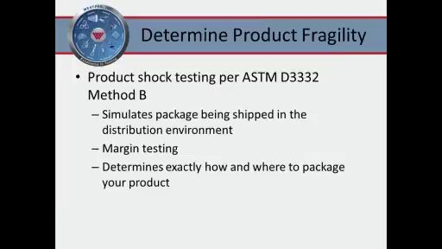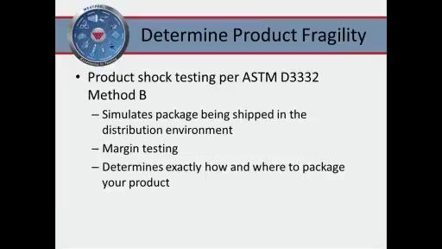Thanks for that, Herb. Okay, so when we're doing the first step, which is determine the product fragility, what we're testing towards is a product shock test per ASTM D3332, method B, in case any of you guys are curious and want to look at the specification yourselves. What this test does is simulate a package being shipped into the distribution environment. Package being shipped meaning people dropping the package, throwing a package, but it's all related to the package. And secondly, it's a margin test.